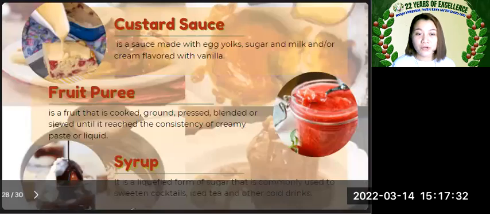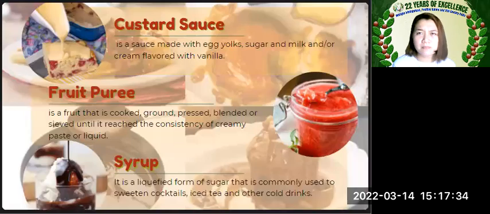Okay, so that's for our fruit puree. Actually, marami rin namang iba't ibang klase ng recipe sa puree. And madali lang ang paggawa ng puree. Okay, now the last one is syrup. Okay, let's go with the last one.